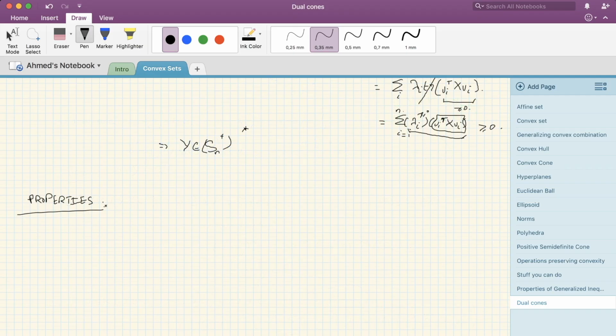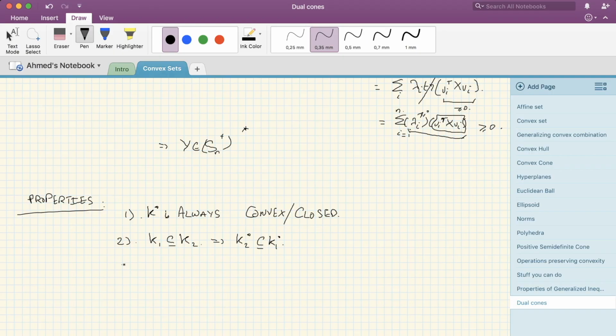So the properties of dual cones would be the following. 1, K star is always, as we said, convex and closed. And 2, if a cone falls inside another cone or is a subset of another cone, this might lead you to think that K1 star is contained in K2 star, but it's the total opposite. It's K2 star that falls inside K1 star.